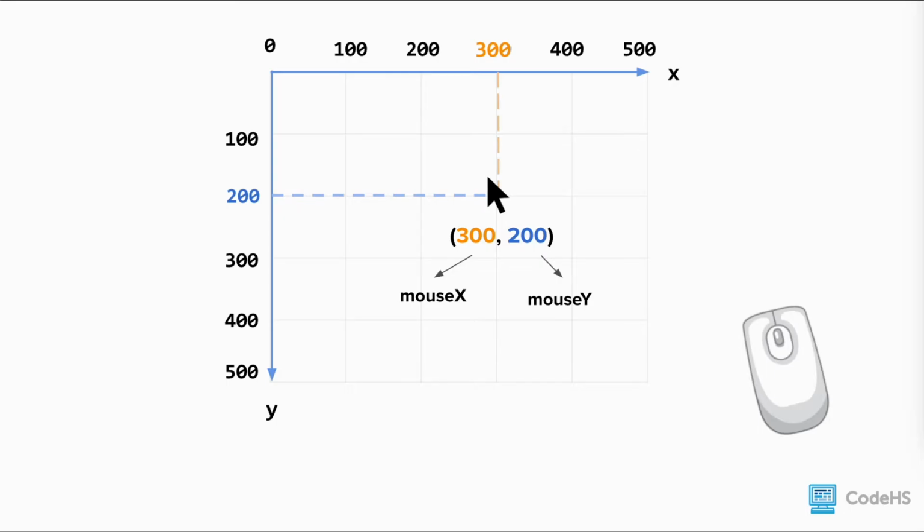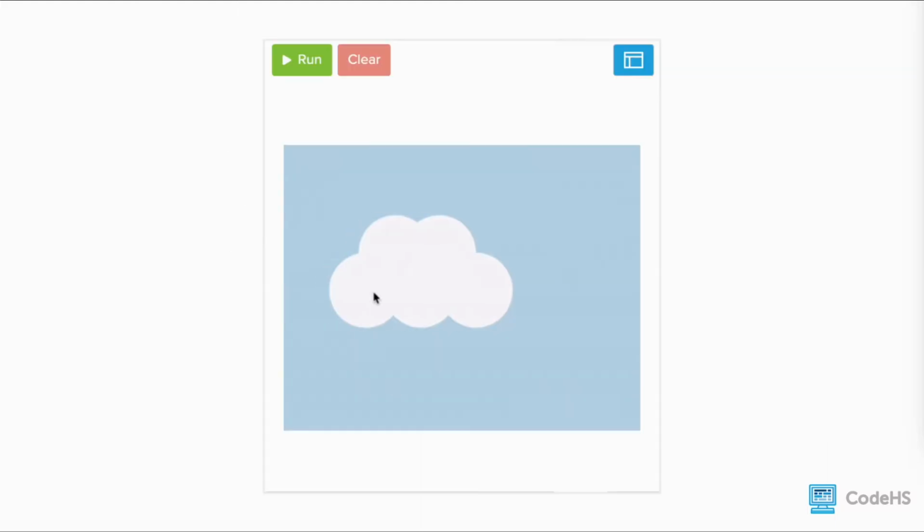When a P5.js program starts, the mouseX and mouseY values are 0, 0. Once the cursor moves across the canvas, the mouseX and mouseY variables are updated to the positions of the cursor relative to the origin of the canvas. The mouse position is useful for creating interactive sketches where the location of the shape is controlled by the location of the cursor.